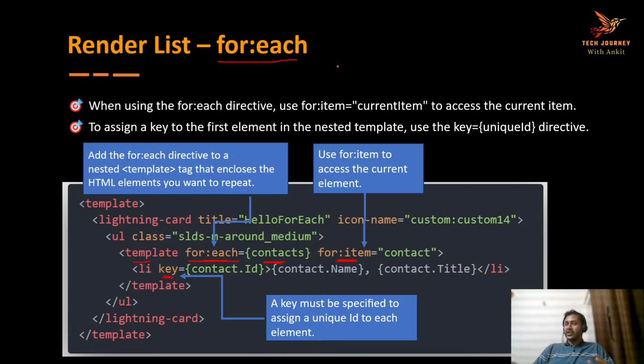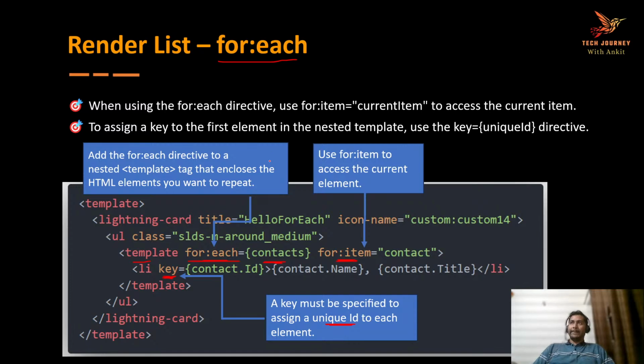Next thing here, which is very important whenever you are working on any render list, either the for each or the iterator: immediately whenever you start iterating, you have to specify the key. What value will you pass in the key? The key must be the unique id to each element. So whenever you are working on loops, make sure that the immediate value you pass here is the key, and the key must be the unique id to each element.